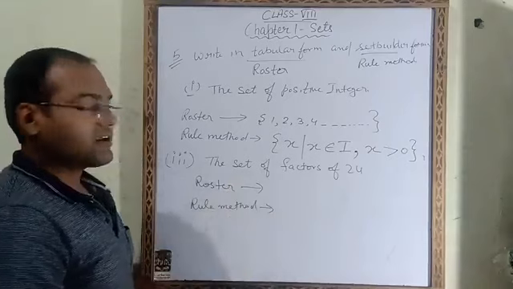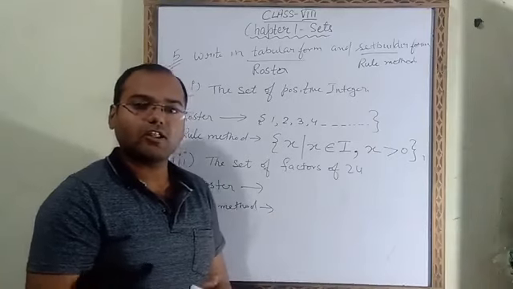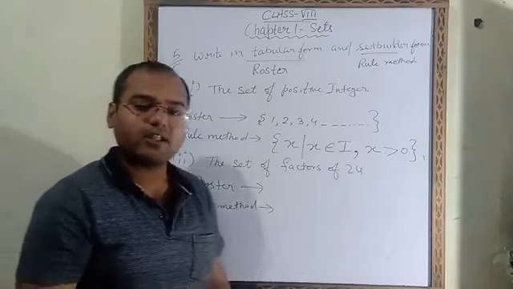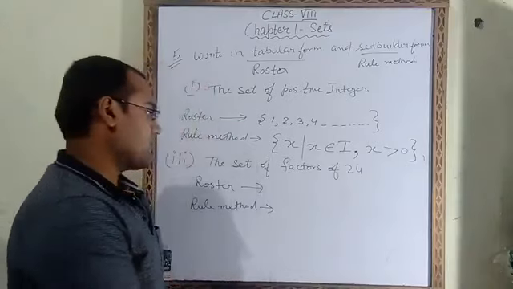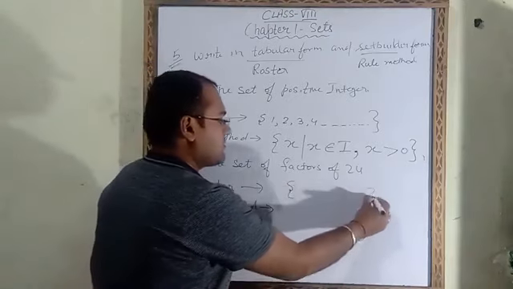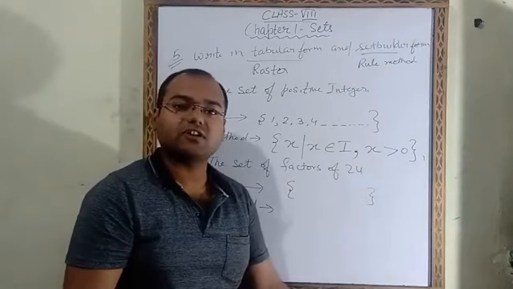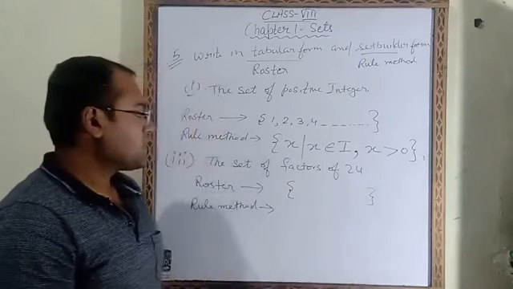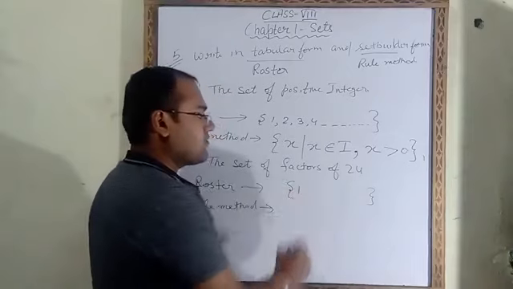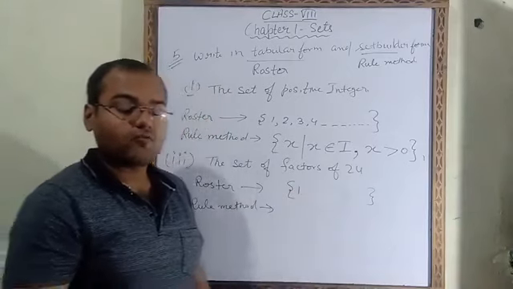So in the roster method, what do we have to do? We have to represent all the elements and separate them with the help of commas. So we have to write all the factors of 24. Factors means the tables in which 24 is coming. 24 is coming in the table of 1. So 1 is a factor of 24.